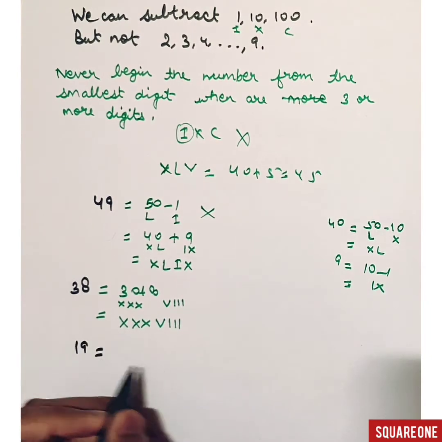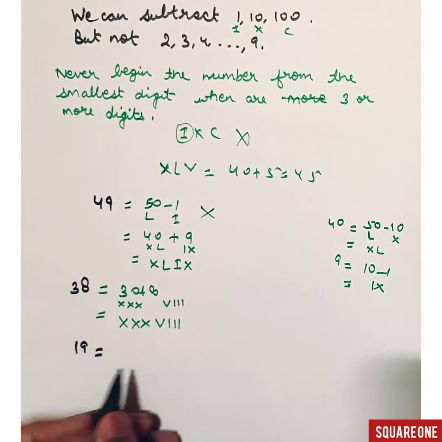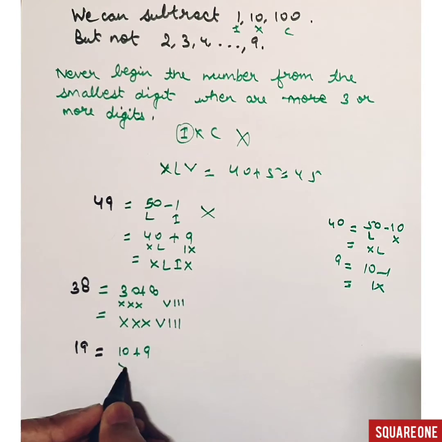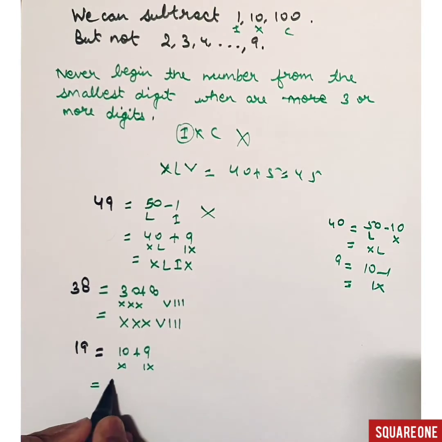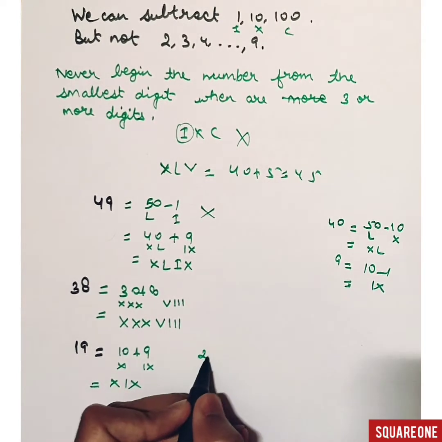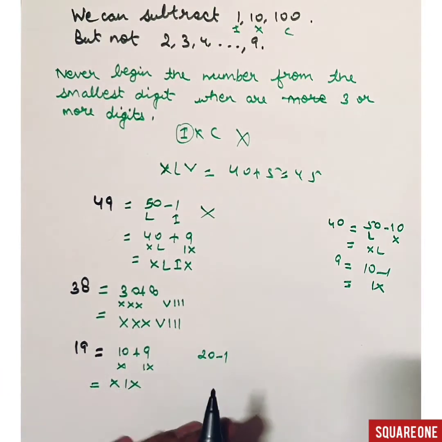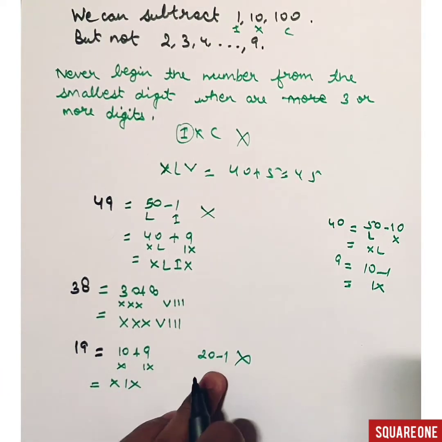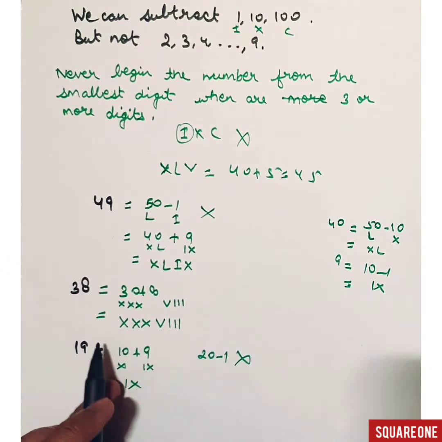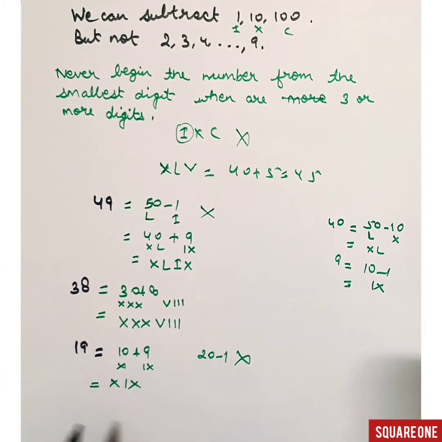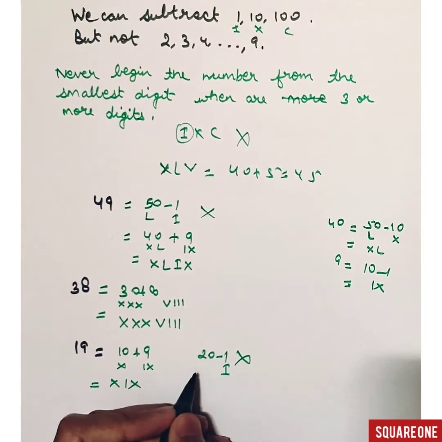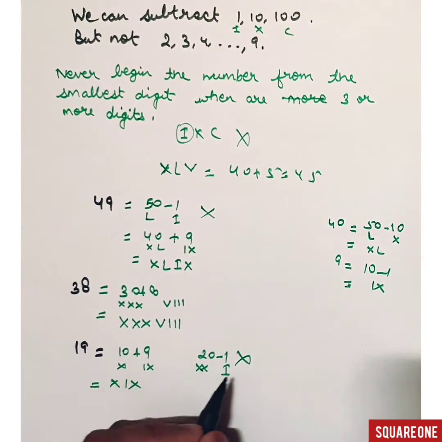Suppose I take up 19. I have told you how to write 19. It is written as 10 plus 9. This is X, this is IX, and it becomes XIX. Do not write it as 20 minus 1, since then you will be confused. Just like here, we do not write it as 50 minus 1. Here also we do not write it as 20 minus 1. Write it as 10 plus 9. Because I can be subtracted from X, but it cannot be subtracted from double X. So this is wrong.